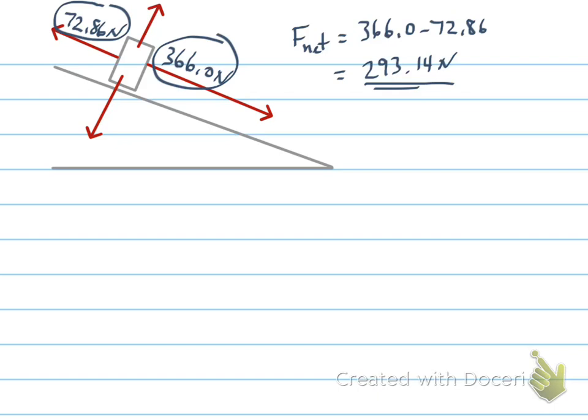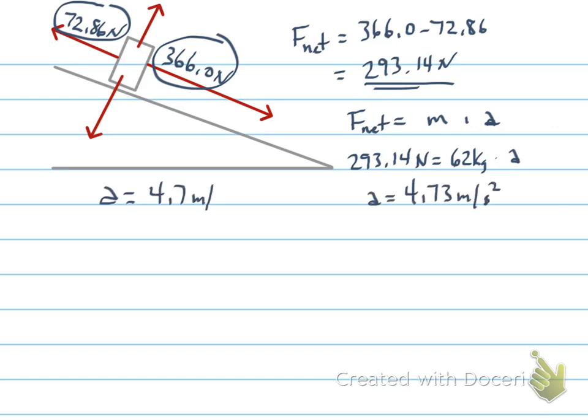So now we finally have our net force, and one of the goals was to find the acceleration. Once we have the net force, we know that net force is equal to mass times acceleration. We can write that out. The mass of the skier was 62 kilograms. To solve for a, we come up with 4.73 meters per second squared. When rounded off for sig figs, we get 4.7. This would be the acceleration of the skier down the hill, 4.7 meters per second squared. That was the first part of the problem.